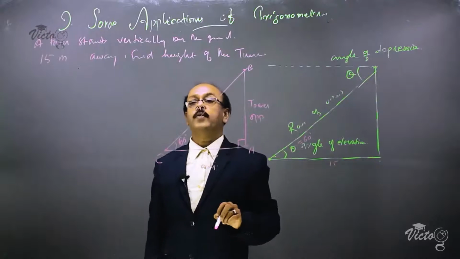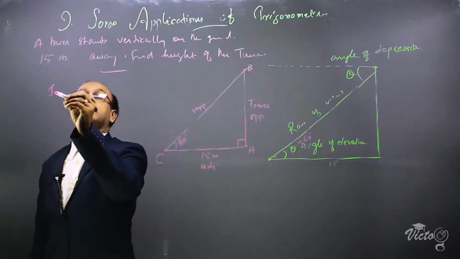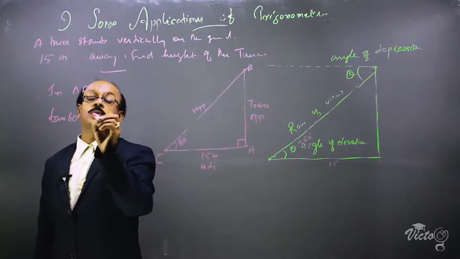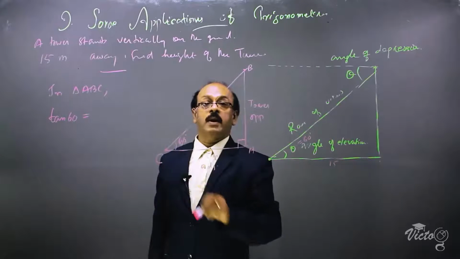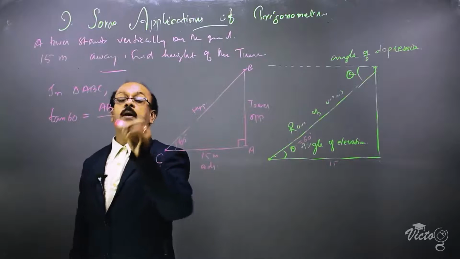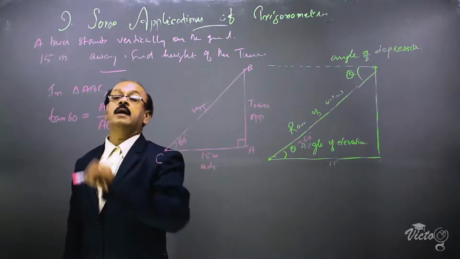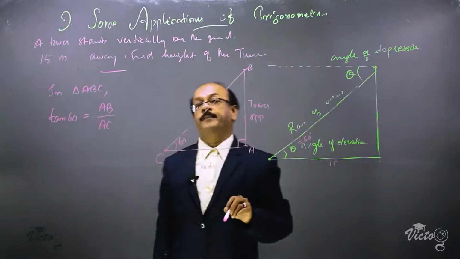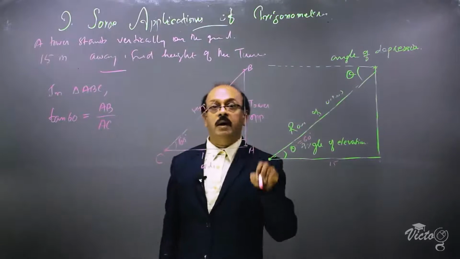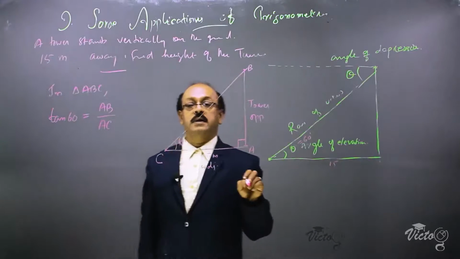So taking tan 60 in triangle ABC, tan 60 is equal to opposite side by adjacent side. Which is the opposite side? AB is the opposite side, divided by the adjacent side, which is AC. Then remember the values of 60 degree. They will not give the value of tan 60 in the question; we have to learn the value by heart. Tan 60 is equal to root 3. Remember the table.